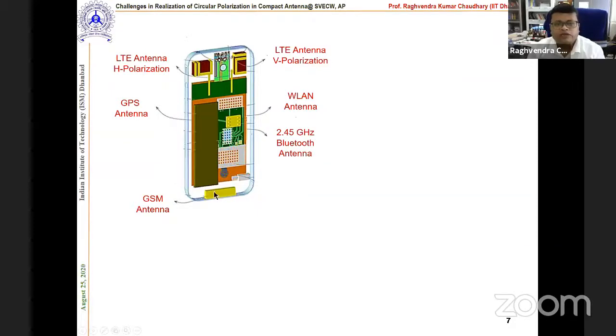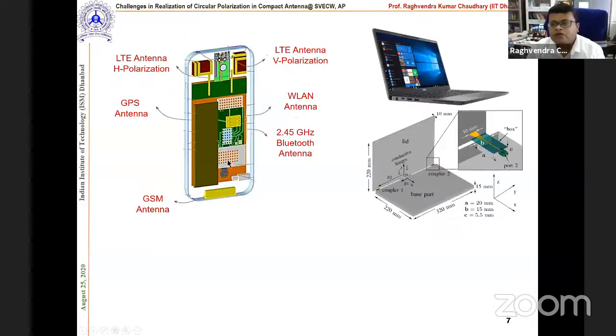Then we have a GPS antenna, GSM, and all sorts of antennas distributed over the surface of the mobile. Fine. So a number of things are there, but these antennas are mainly linearly polarized antennas, correct. Now coming to another very important device, which is a laptop. You will find the same thing, and mainly we use these for WLAN access, Bluetooth, and a GPS antenna for location based services. So this antenna is distributed over the area of the laptop, correct.